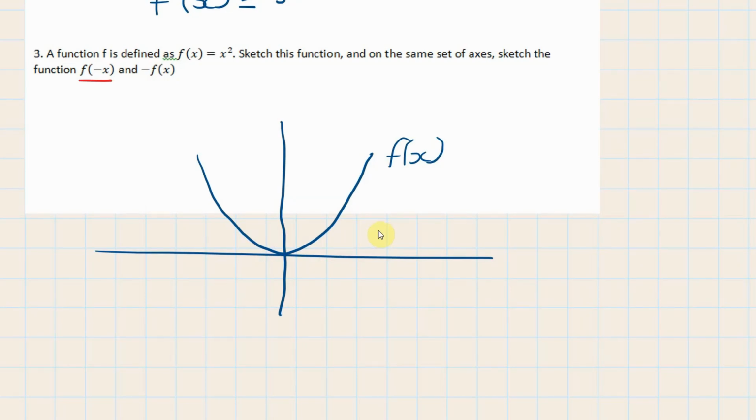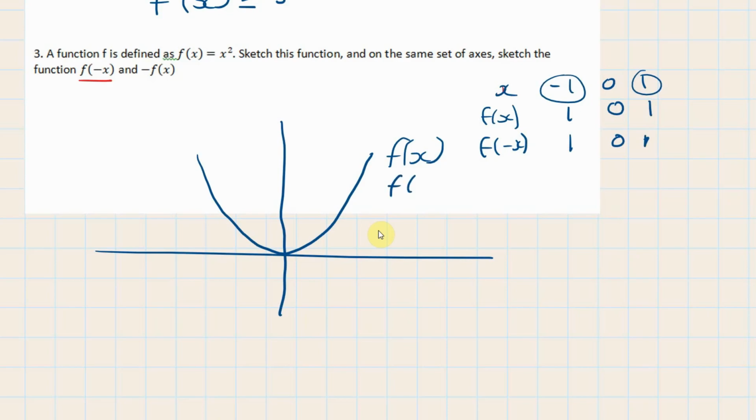So I want you to just think about this. If you put in a minus of the x value, let's just say here are our x values: minus 1, 0, 1, and let's do f(x). Well, minus 1 squared is 1, 0 squared is 0, 1 squared is 1. Now let's do f(minus x). So we take this and we minus it. So minus 1 becomes 1, 1 squared is 1. 0, 0. We take this and we minus it: minus 1 squared, 1. Okay, so it's exactly the same. So this is f(x) and f(minus x).